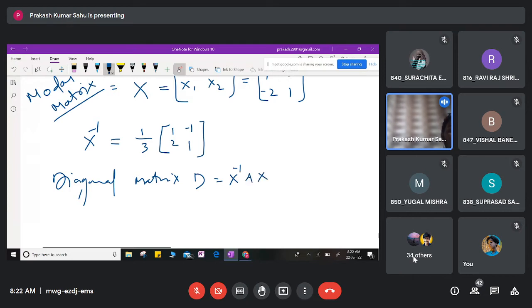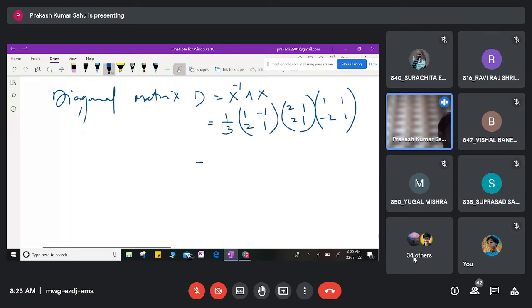So X inverse is 1 by 3, 1 minus 1 2 1. And your A matrix is 2 1 2 1. And your X matrix is how much? 1 1 minus 2 1. Okay, so this is the matrix X inverse A into X.